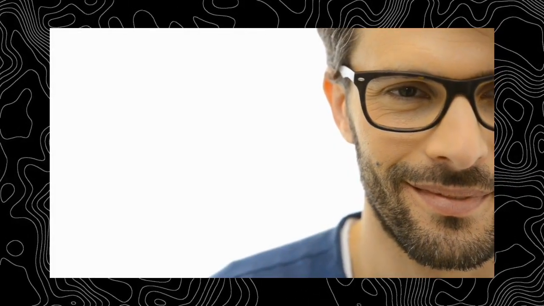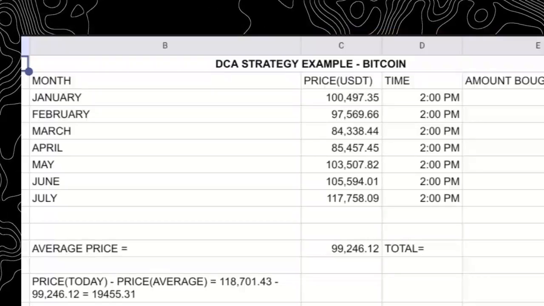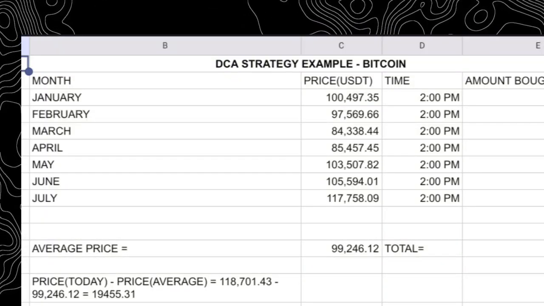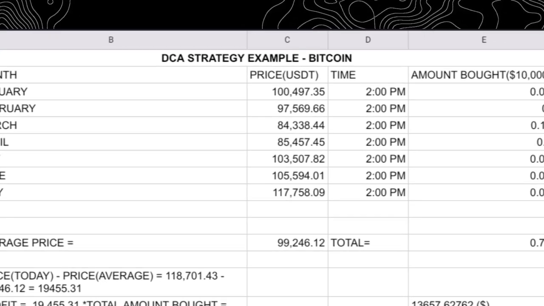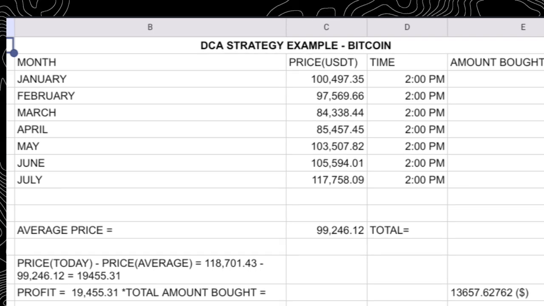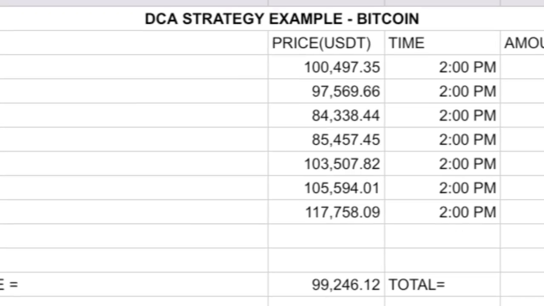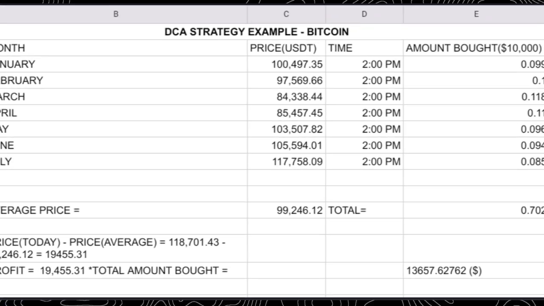Now it's time for an example, and I'm going to be showing you how a DCA strategy would look if you were to use it with Bitcoin. And we're going based on every month on a particular day of the month. And we're also going to be using a time, which is 2 p.m. as you can see over there. So 15 January to 15 July. And these are the prices, and this is also the average of the price.